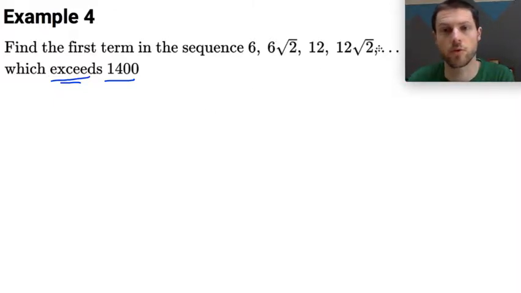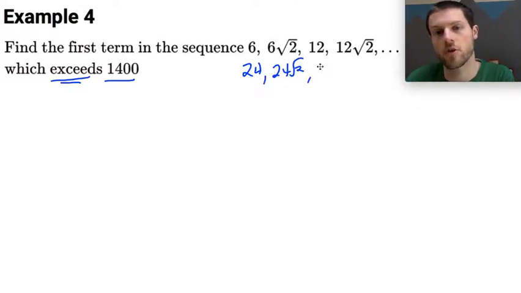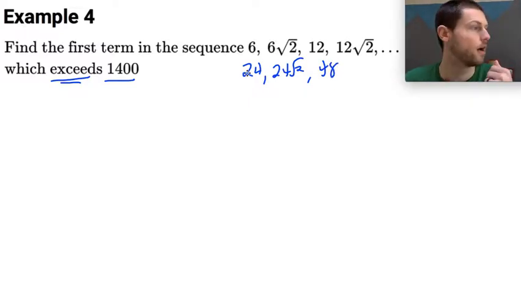The next term would be 24, and the next term then would be 24 root 2, and then the next term would be 48. And I could do this for a while, and this would probably make a really long video, and I wouldn't get any views, and that's not what I'm about. So let's actually perform the standard operating procedure on this one and come up with the formula and use the formula to do the work for me.